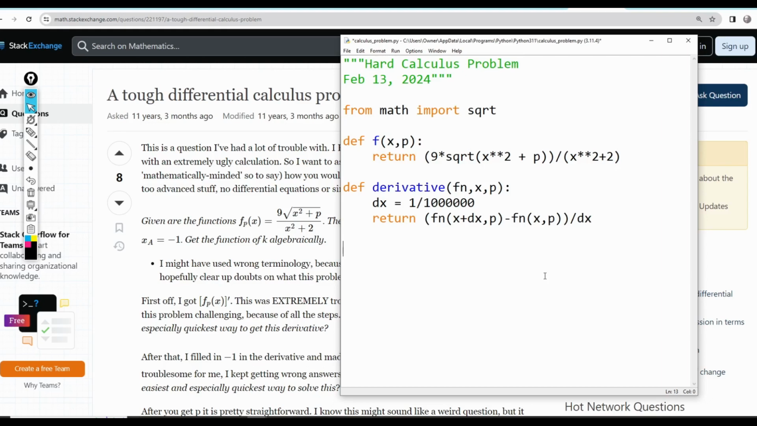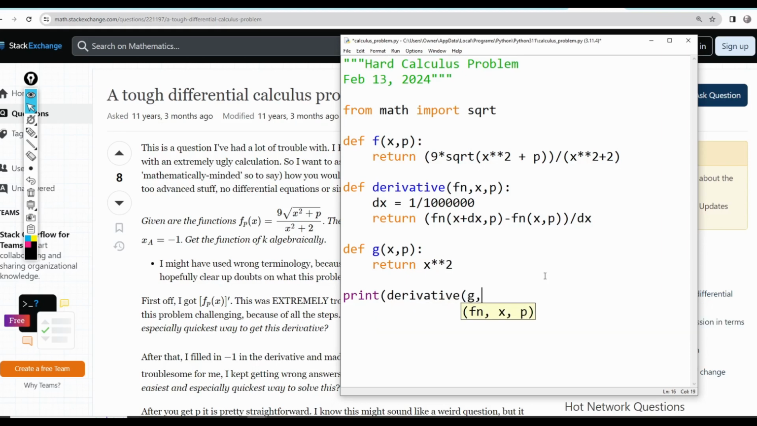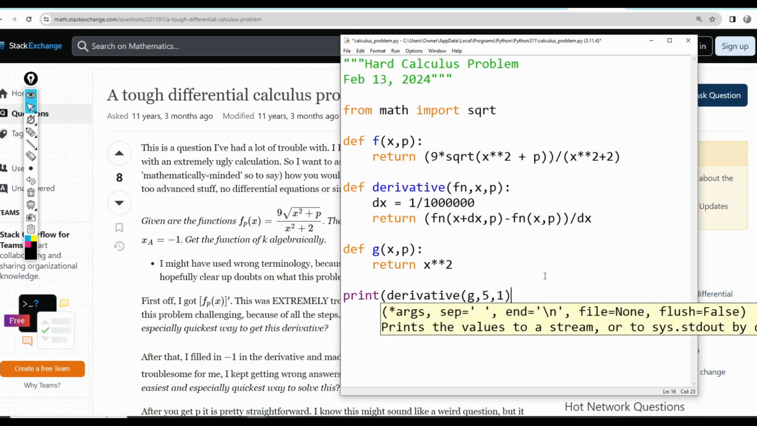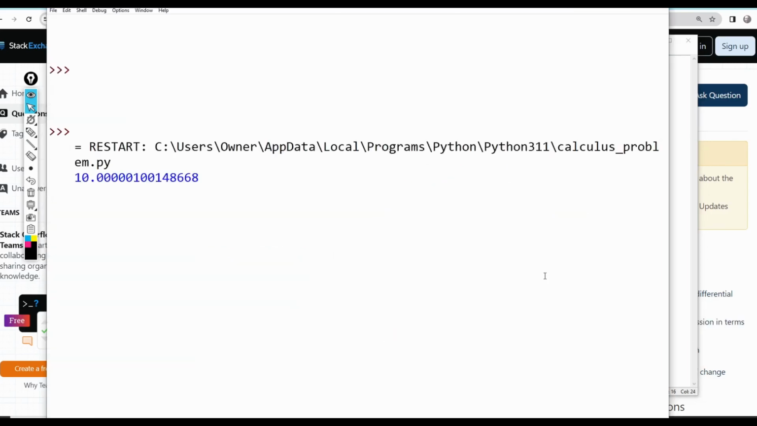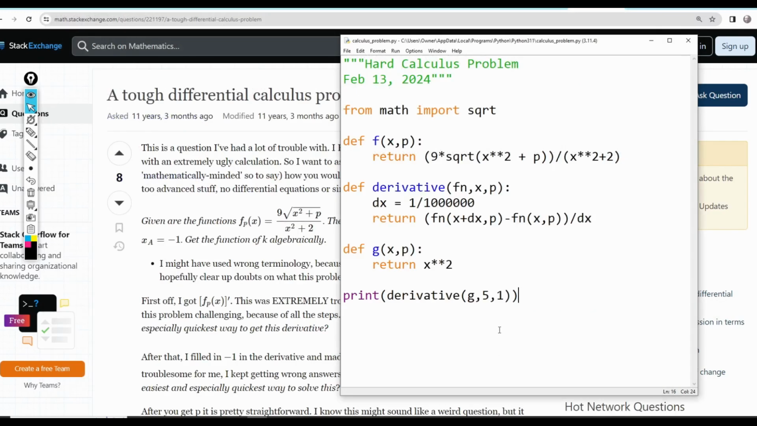All right, that should give us our derivative of any function that we can describe in Python terms. Let's see, we should probably test that though. I know the derivative of x squared, for example. It's always twice the x value. So I'm just going to check and make sure. If I print out derivative of g at 5, it should be 10, right? No matter what p is. Let's do that. Yeah, our derivative function works.